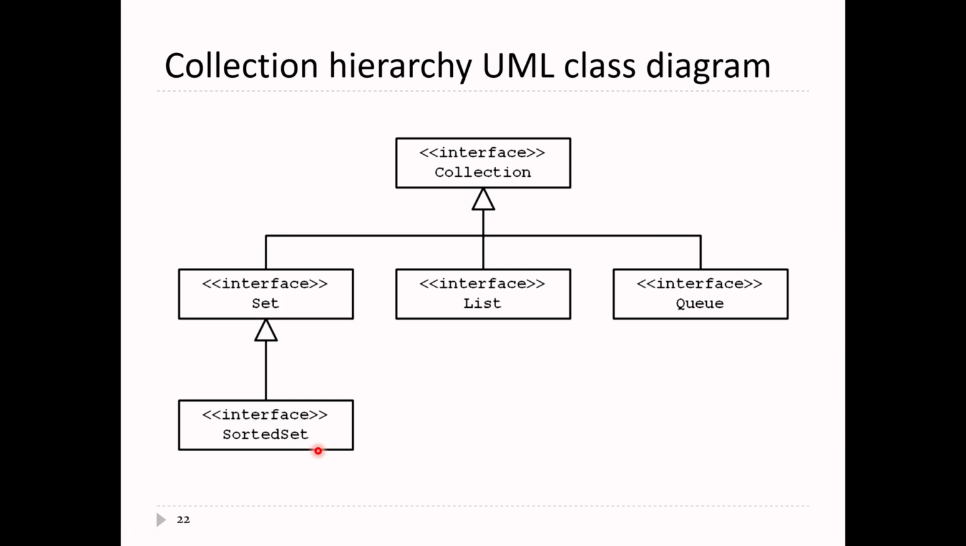For example, sorted set lets you get the first element in the set, in other words the smallest element. It lets you get the largest element in the set. It lets you get a range of elements in the set. So if your sorted set is a dictionary of English words, this lets you get out all the words that start with A, for example, or all the words that start with W, and so on. It adds extra methods that a plain old set doesn't have.